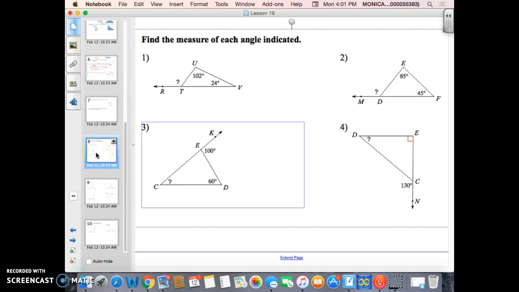And here are some more diagrams. Once again, you're going to be looking for an exterior angle for these. And so in this case, here's our exterior angle, and we know these two are going to add up to give you that exterior angle. So I'm going to say x plus 60 equals 100. So I would subtract 60 from both sides, and I can see that x is going to be 40.